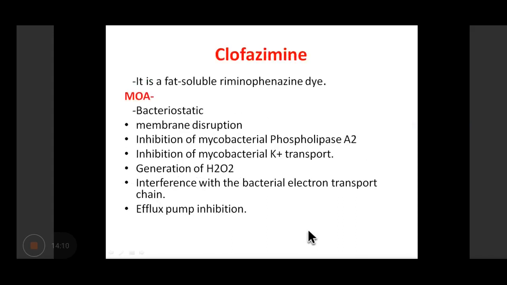So, now let's come to drug number 2, which is clofazimine. We are going to discuss it here. It is a fat soluble riminophenazine dye. So what exactly is clofazimine?